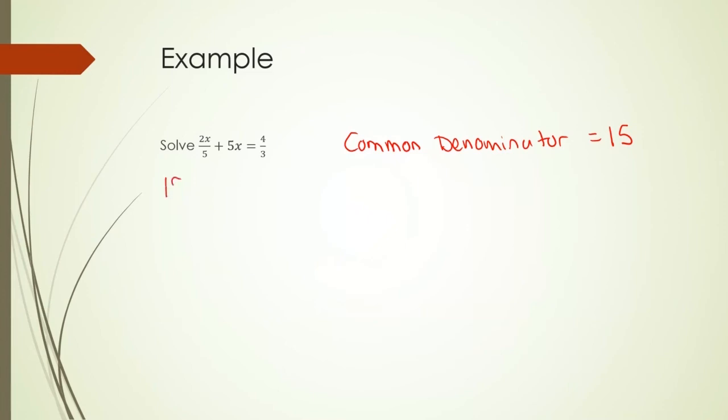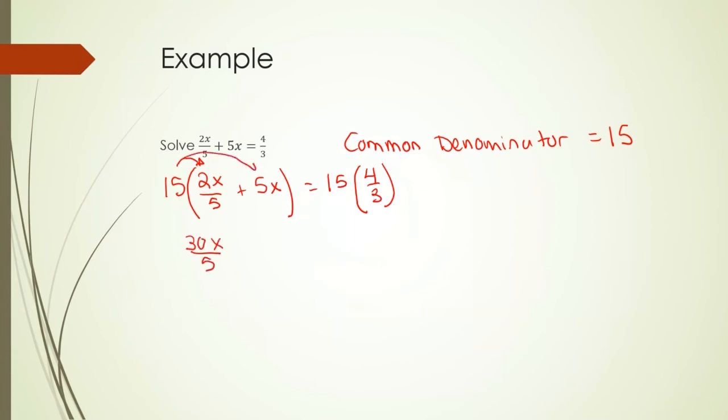So I'm going to rewrite this. That's going to be 15 times 2x over 5 plus 5x, and then 15 times 4 thirds. And then I distribute. So I'm going to do 15 times 2x over 5. I'm going to show every step here for the fractions. So 15 times 2 is 30, so that is going to give me 30x over 5.